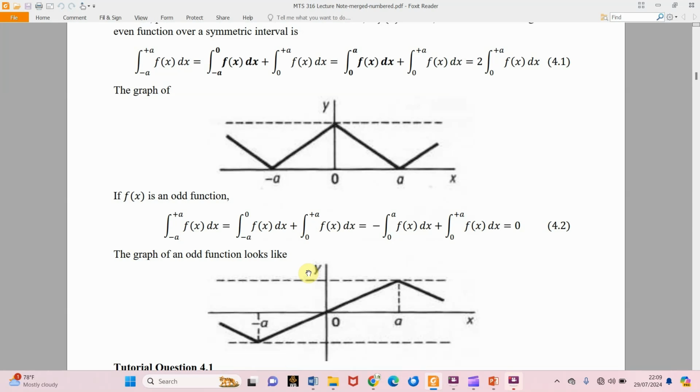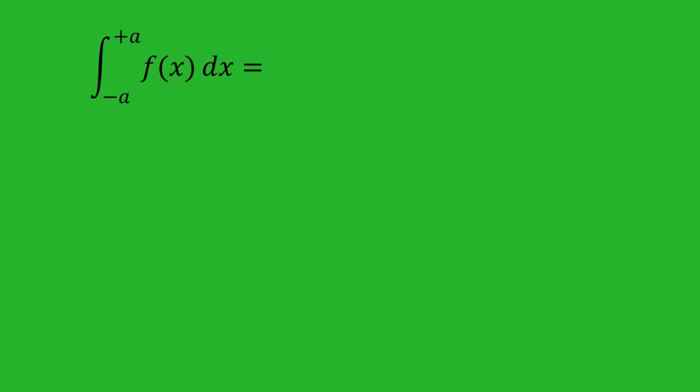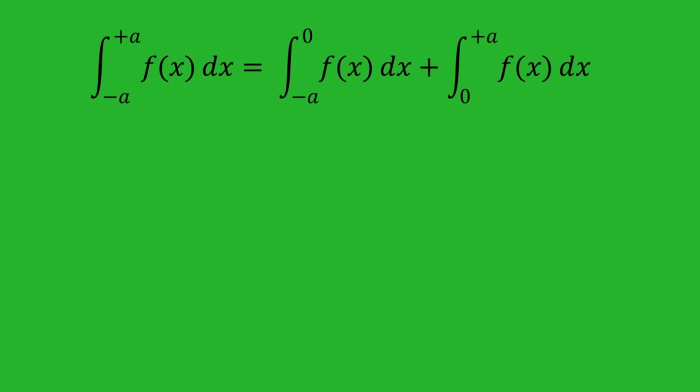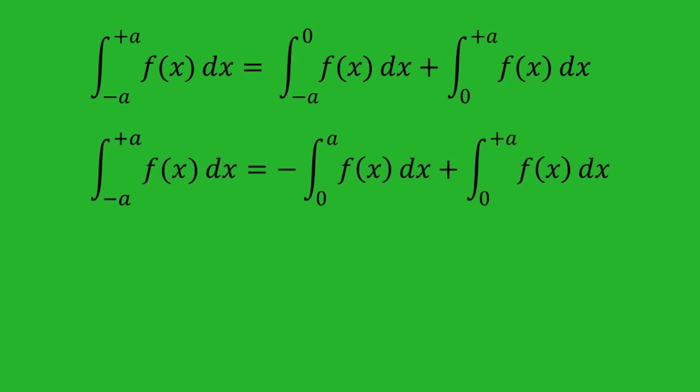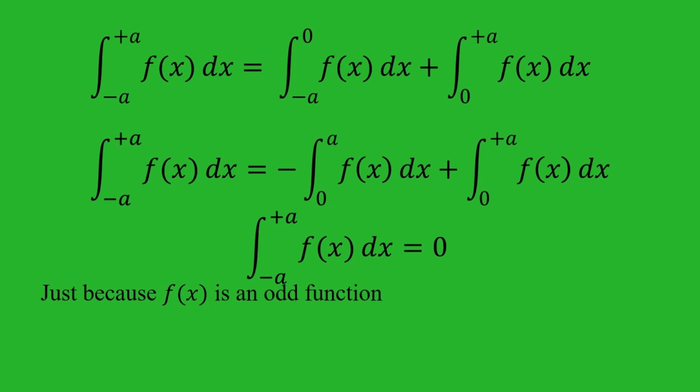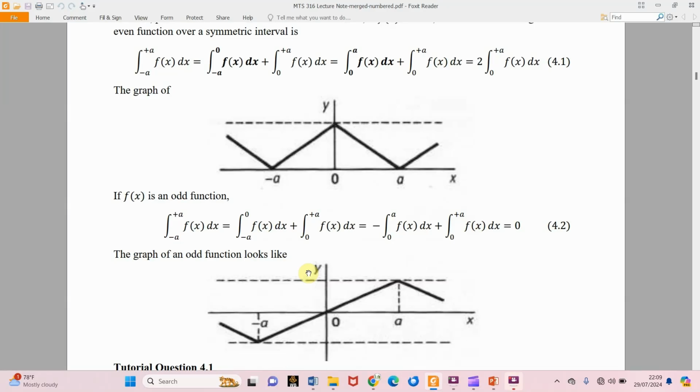What about the case of odd? In the case of odd, provided f of x is an odd function, what we can see here is that the integral from minus a to 0 of f of x dx is the same thing as minus the integral from 0 to a of f of x dx. So from here we can see that whenever we want to integrate an odd function from minus a to a, what we are going to get is 0. Provided f of x is an odd function, if you integrate it from minus a to a, what we're going to get is 0.